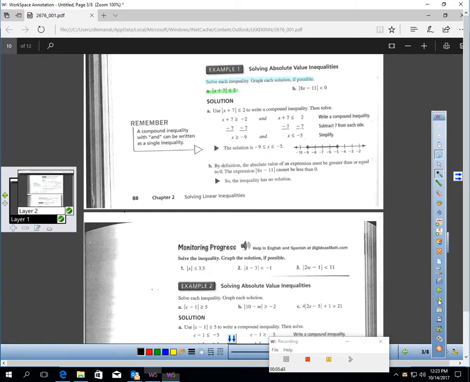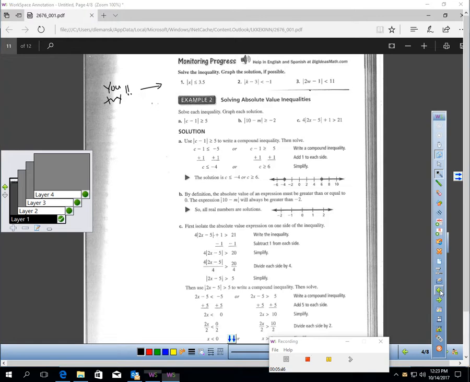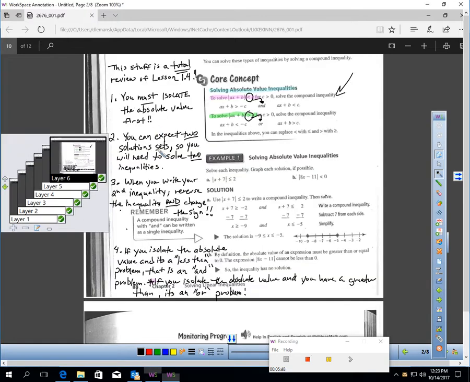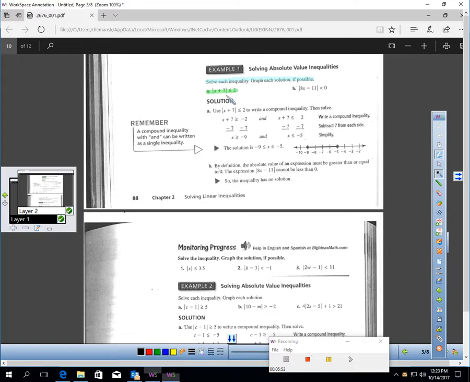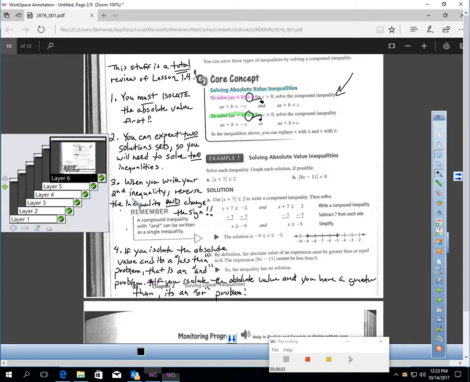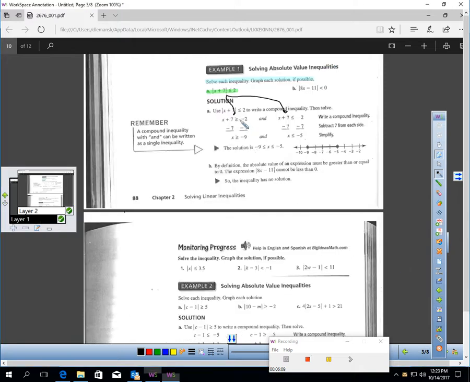Okay. Step two, you have to write two inequalities. So you notice the book, they take this inequality and they just rewrite it. X plus 7 less than or equal to. Now the second inequality, right here, I'm circling it right here. You have to reverse the inequality and change the sign. So you notice the second inequality, they have a greater than or equal to now, and they change the sign from positive to negative 2.